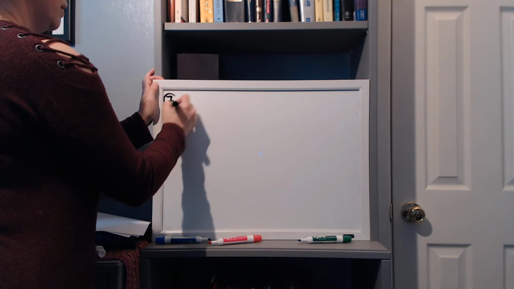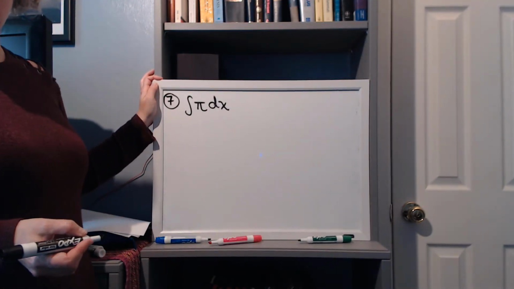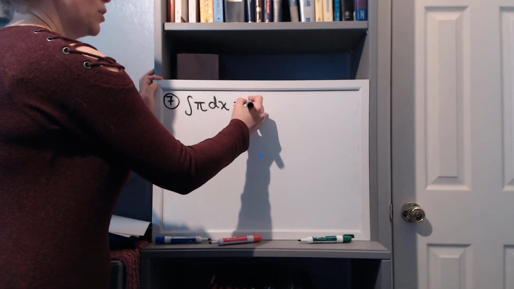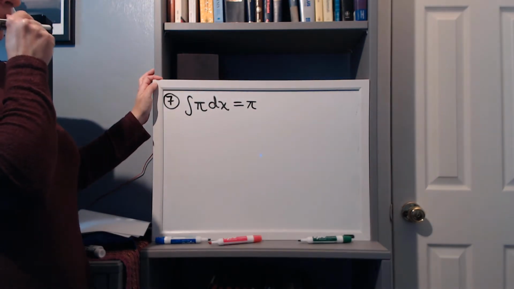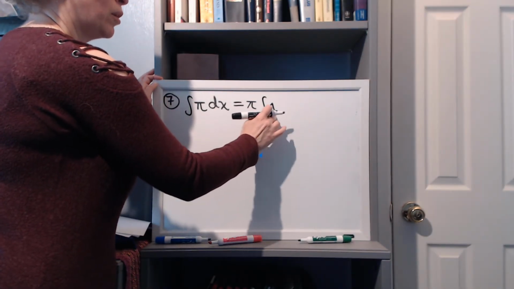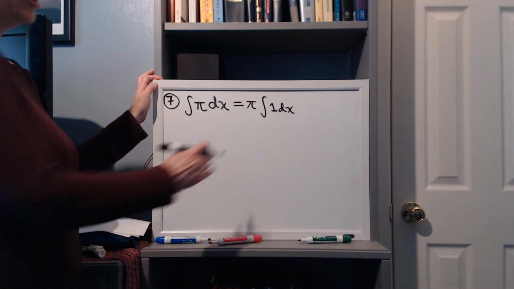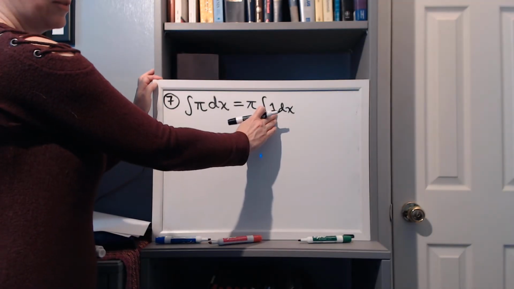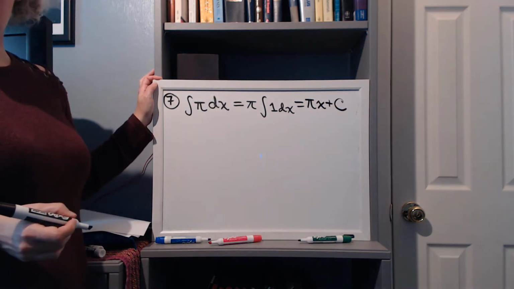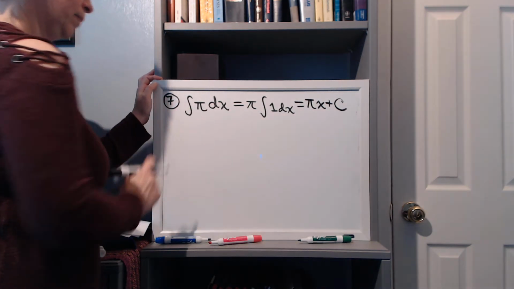All right, for number 7, we have the integral of pi dx. So what we're looking for here is what would we take the derivative of to get pi. We've seen something similar to this before. But what I'm going to do first is apply the constant multiple rule and pull the pi out. So we're going to get pi times the integral of 1 dx. And with that integral, we know that the integral of 1 dx is going to be x. So we get pi times x plus c. And that makes sense because if we take the derivative of pi x, we will just get pi.